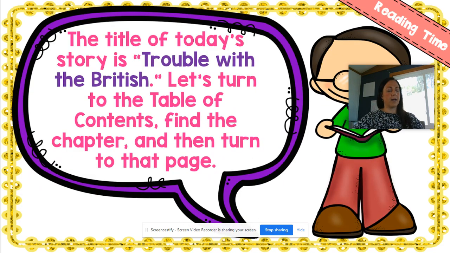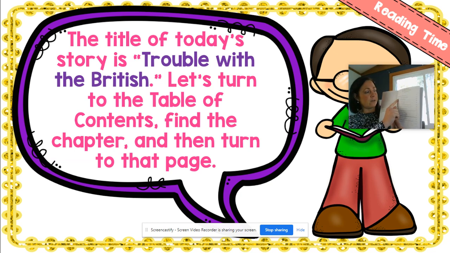When you open up your reader, remember this reader is going to be on the computer. You don't actually have the reader with you. I wasn't able to send that home. And the table of contents is going to be very important because you're going to have to scroll through the document to find the page that your chapter starts on. So finding the table of contents first, which is usually one of the first one or two pages, is going to be super helpful for you.